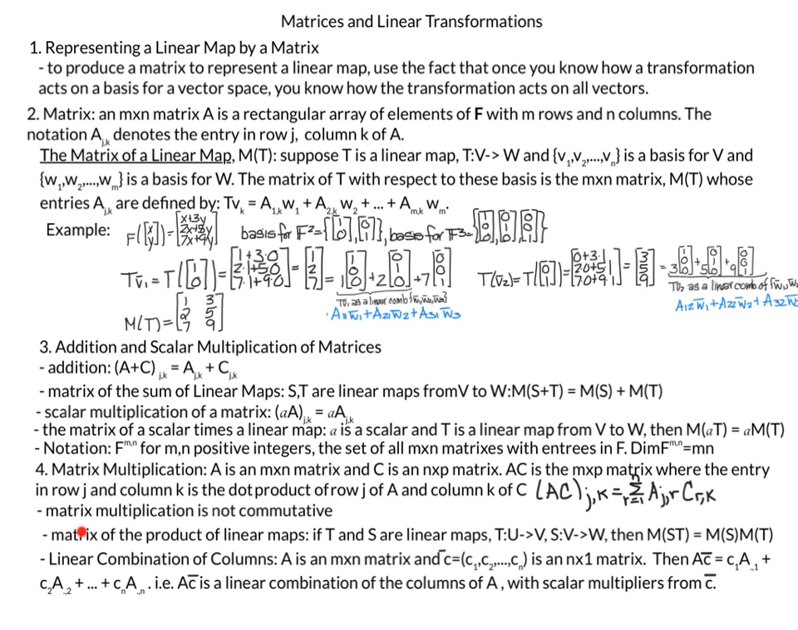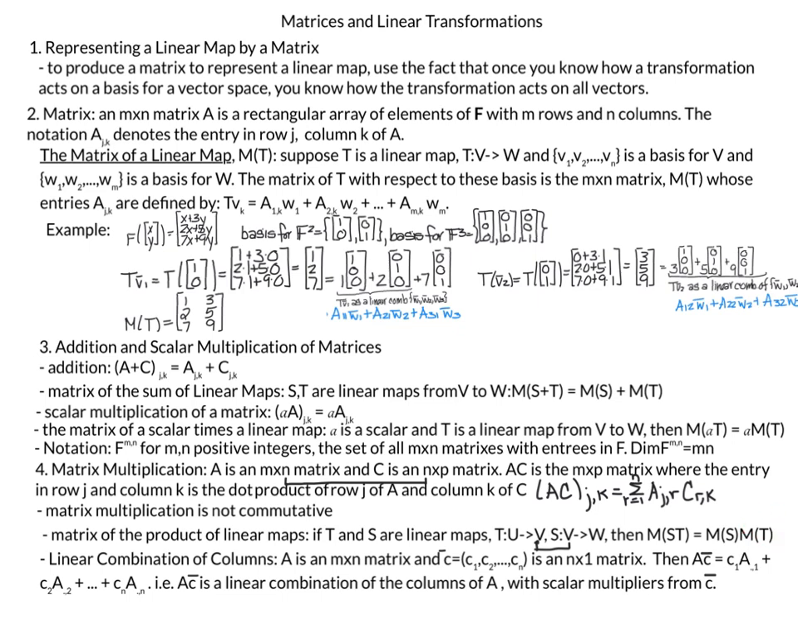We also looked at the matrix of a product of linear maps. If S and T are linear maps, where T goes from U to V and S goes from V to W, the idea is that the range of T must equal the domain of S, in the same way that the number of columns has to equal the number of rows. So T goes from U to V, and S goes from V to W. Then M of S times T is equal to the matrix of S times the matrix of T.